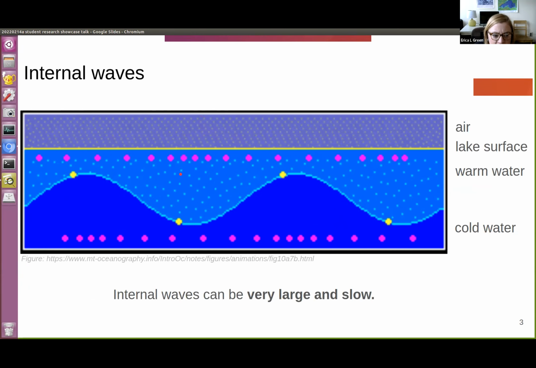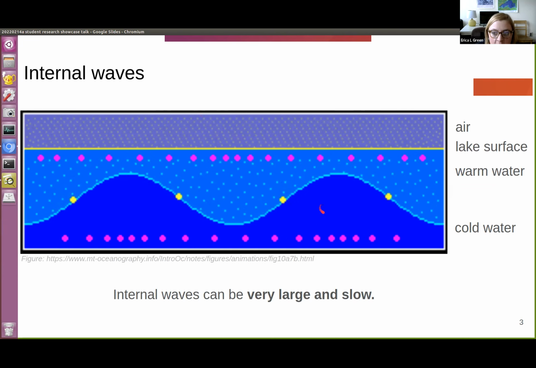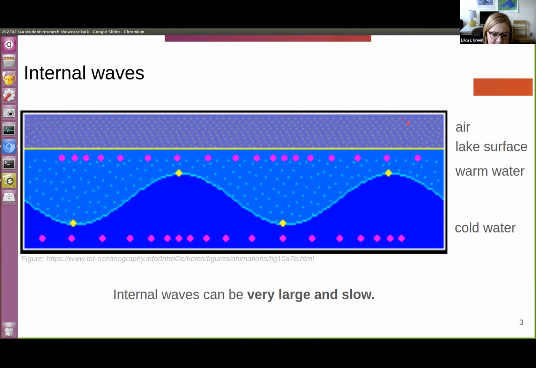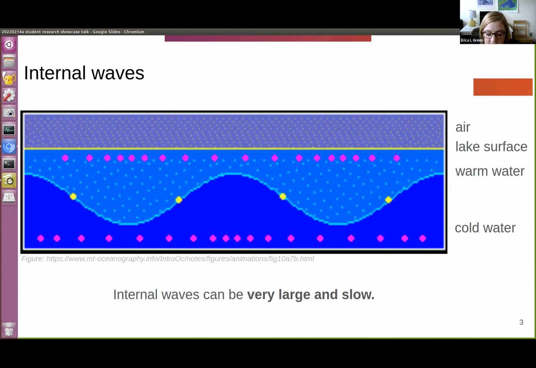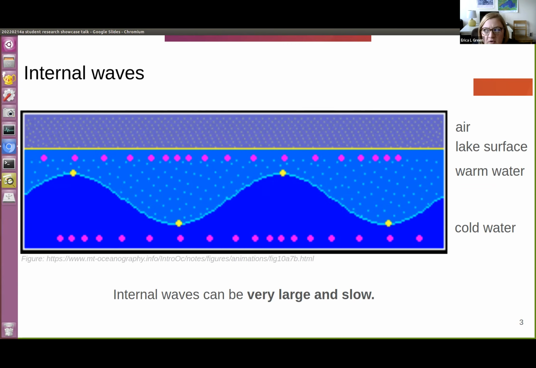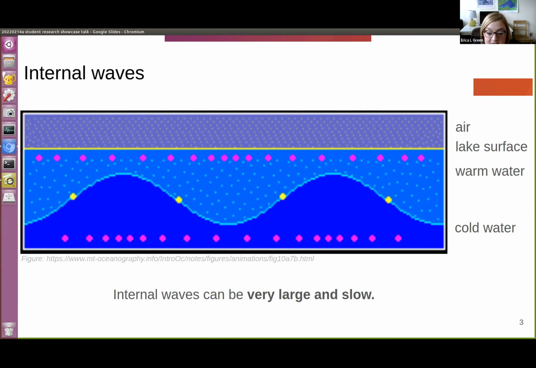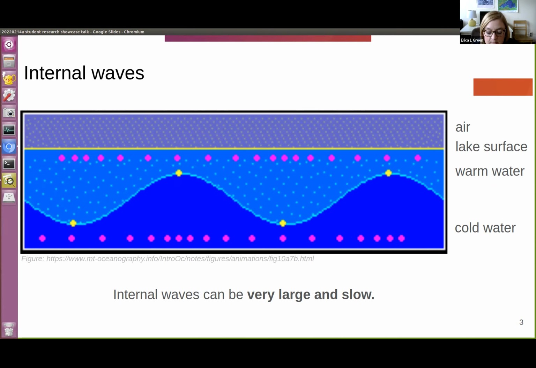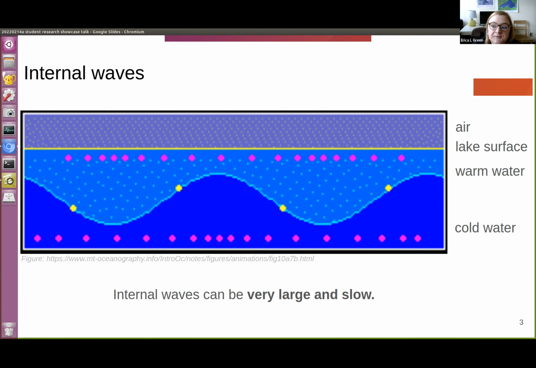So this is sort of a little animation of what that looks like. So this would be the warm water up here, this would be the cold water, and the yellow line is the lake surface. And a couple things I want to emphasize is internal waves, sort of counterintuitively, because the density gradient they operate on is weak, they can actually get very large. And by very large, I mean maybe tens of meters in a big lake like Lake Superior, but up to hundreds of meters in the ocean. And coincidentally, they can also be slow. So they have periods of hours to like a couple of days.